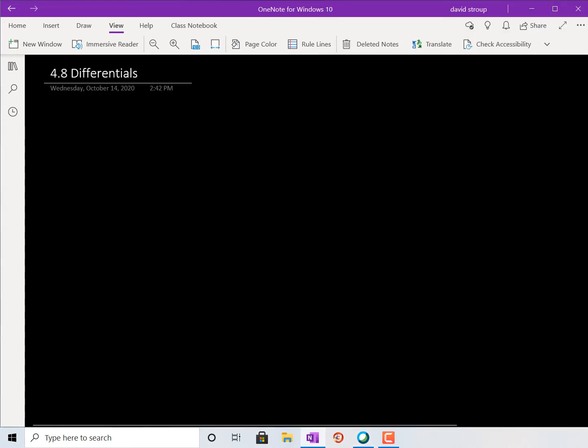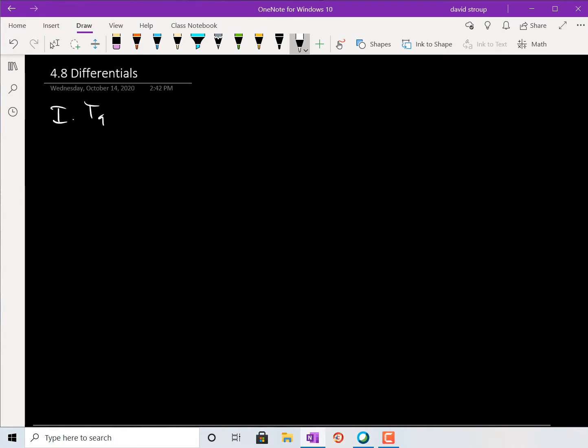Okay, welcome back. This is Calc 1, the last section in Chapter 4, and it's about differentials. And we'll begin with this idea of a tangent line approximation. Okay, so step 1, the tangent line approximation.